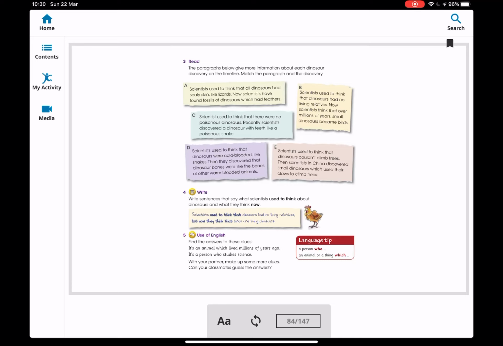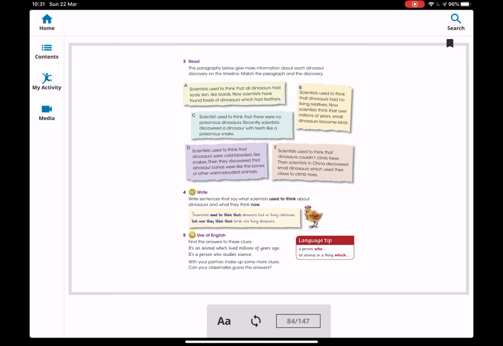Now, look at number 5, the use of English. Find the answers to these clues. Okay? If you're wondering, what's a clue? We see this a lot, especially when we play games, when we do quizzes, okay, especially when we do crosswords. A clue is information that tells us what we're looking for. Okay, something that gives us a bit more information to be able to guess the right answer. Okay, to choose the correct word.